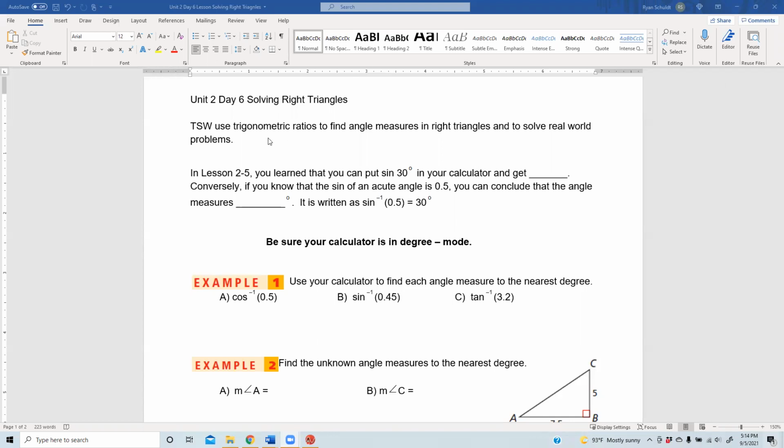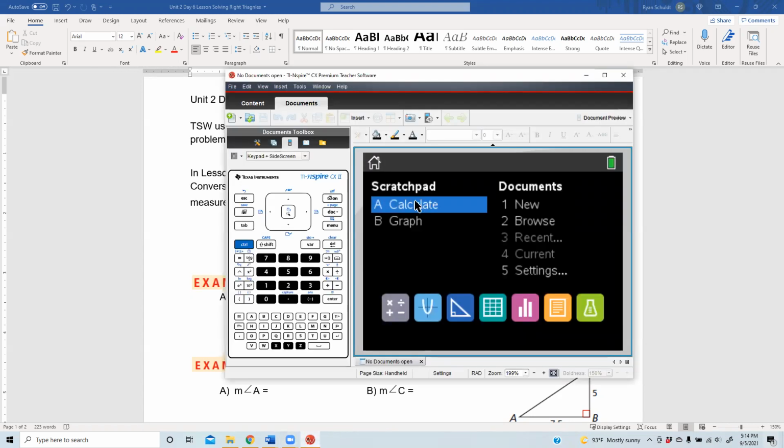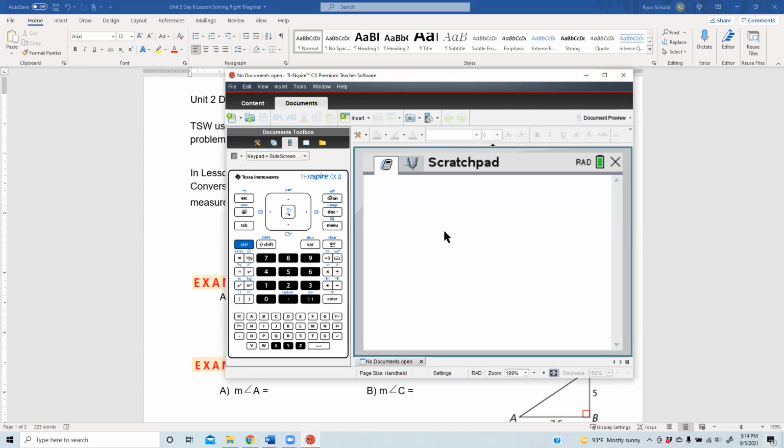Okay, so like I said, we're going to use trig ratios to find angle measures in right triangles and then do some word problems with this. On Friday's lesson, which is lesson 2.5, we learned that we can put sine 30 in our calculator. Remember, every day when you come in, you need to check to make sure your calculator is in degrees. Mine says radians, so you just click and it changes back and forth. We want it to say degrees.